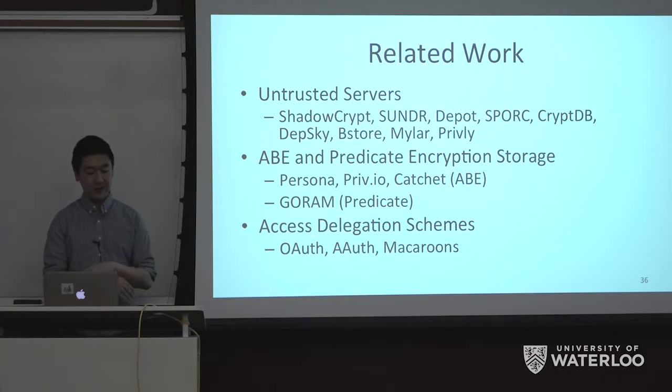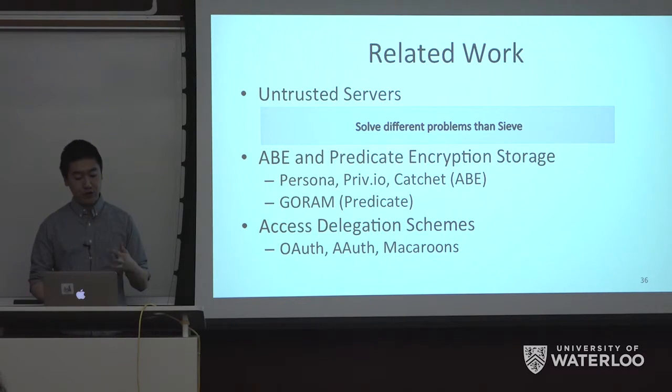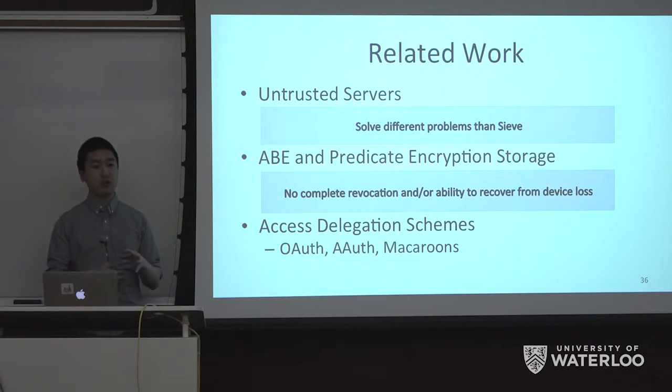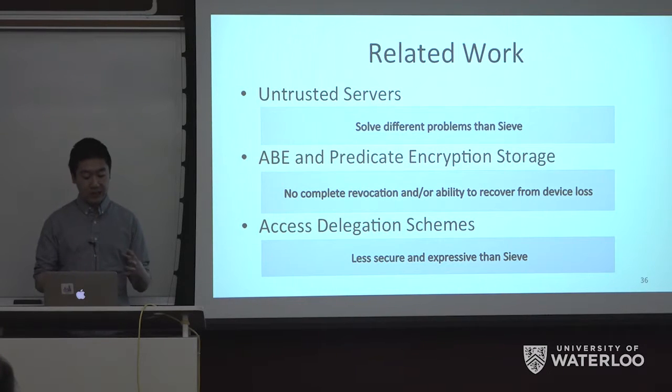Sieve is related to prior work in several areas. There's much work on cryptography to protect untrusted servers, such as ShadowCrypt, Sunder, et cetera, but they don't really solve the same problem Sieve solves. Sieve provides easy key management for users that want to securely and selectively disclose their data to various web services. In terms of ABE storage and predicate encrypted storage, Sieve is the first ABE system to provide a complete revocation scheme and allow users to recover from device loss. Other ABE systems have either incomplete revocation schemes because they only re-encrypt the metadata block, and they're not able to recover from device loss. Finally, Sieve also provides cryptographic guarantees compared to access delegation schemes like OAuth, and it's more expressive than OAuth.